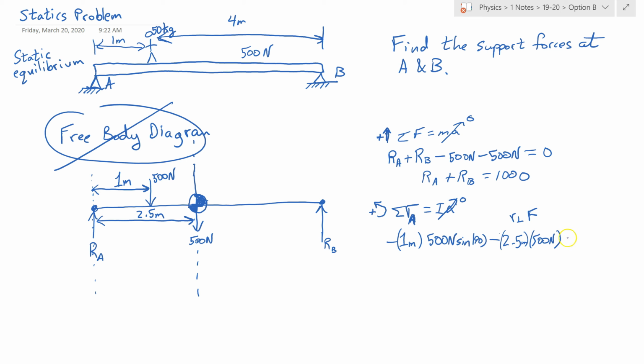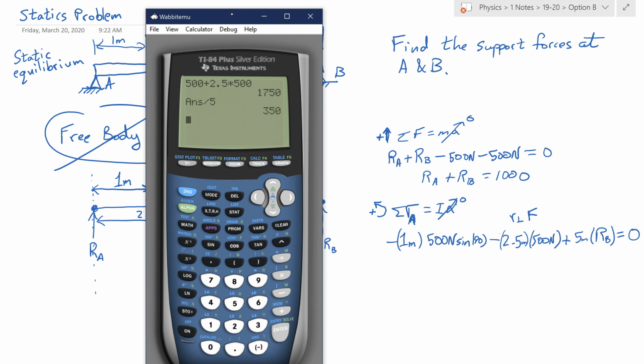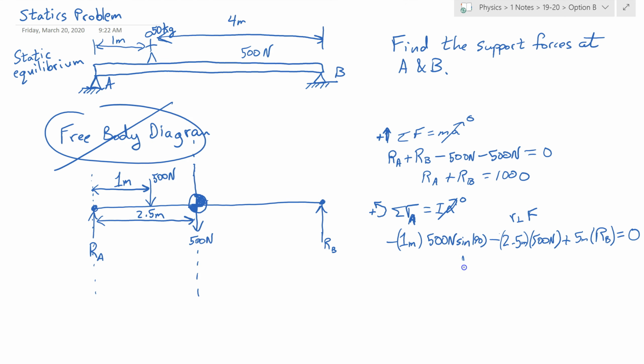And then the last force that causes a torque is the reaction force at B. That will be a positive torque because it would rotate this whole plank counterclockwise, and it's 5 meters away. But we don't know what RB is. That's an unknown. All of those things added together will be 0. Now, do you see how we know all of these numbers except for RB? So we can go ahead and solve for RB. Okay, and if you do that, you get 350.